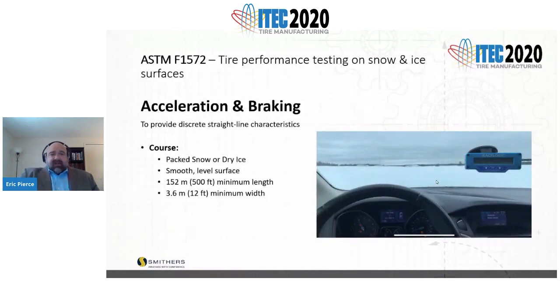So acceleration and braking are both used to provide discrete straight line characteristics of longitudinal traction. Versus packed snow or ice, on a smooth level surface, you're going to need at least 500 feet and 12 feet of width. Almost always with this, we tend to use Race Logic, GPS, and accelerometer-based equipment.